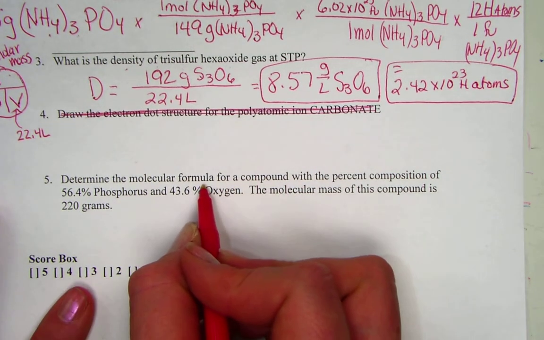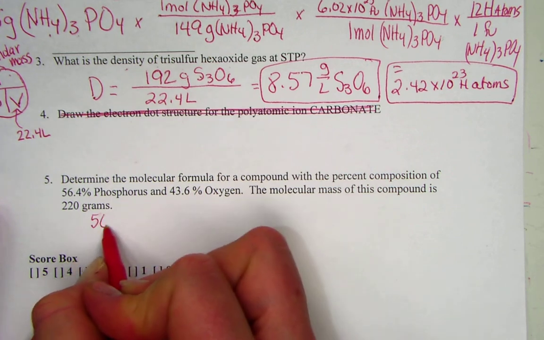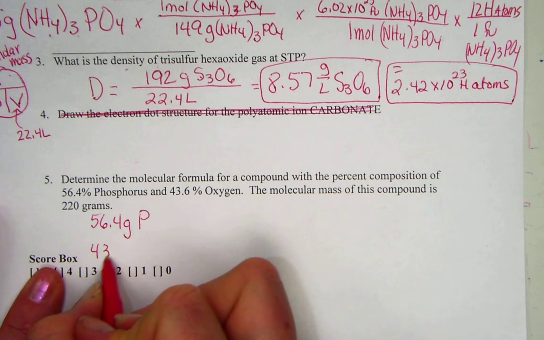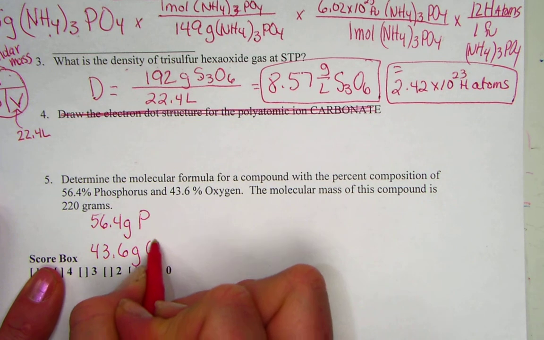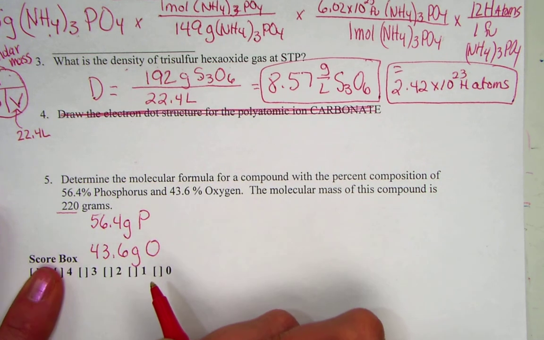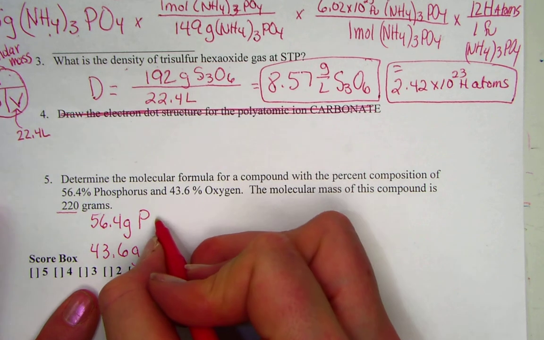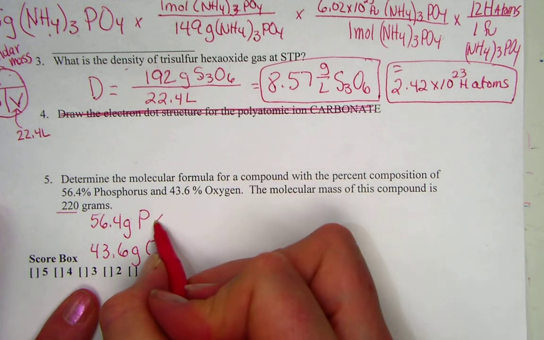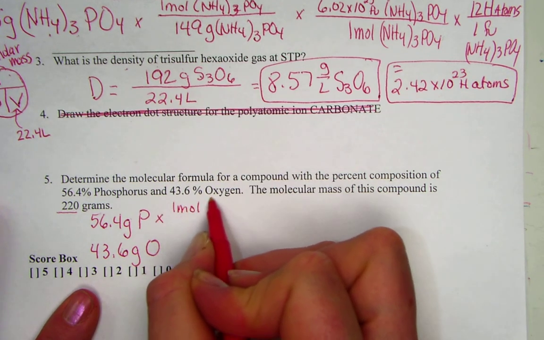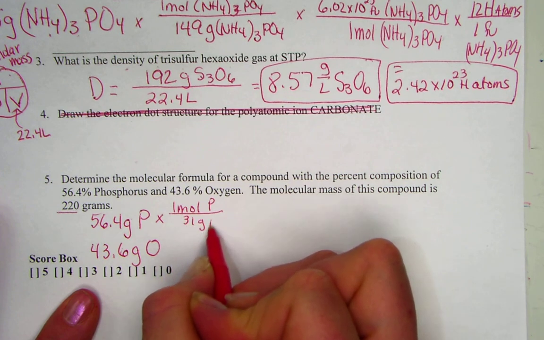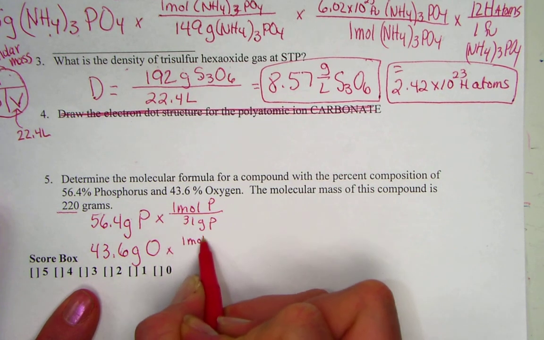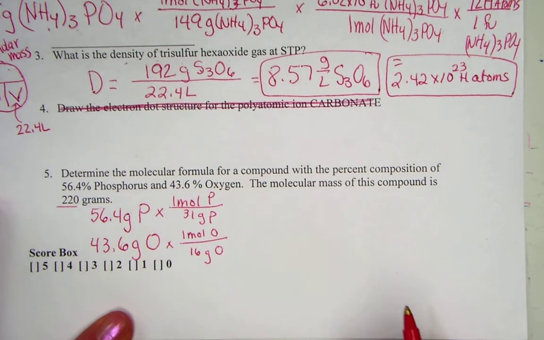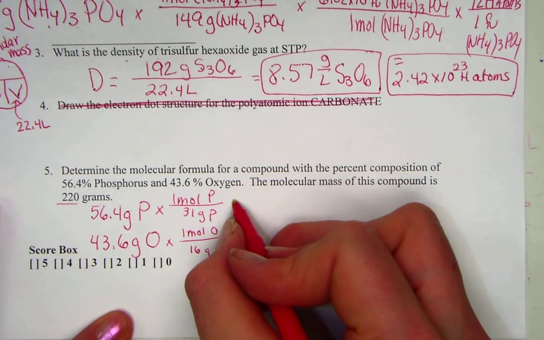Suppose we want to calculate a molecular formula which is 56.4% by mass phosphorus and 43.6% by mass oxygen. The target weight is 220 grams. Well, what I've done is simply replace the percent signs with grams and assumed a 100-gram sample. I then set up a mole map problem where I'm going to convert each of those into a mole by dividing by their atomic weight. 31 is the atomic weight of phosphorus, 16 the atomic weight of oxygen.